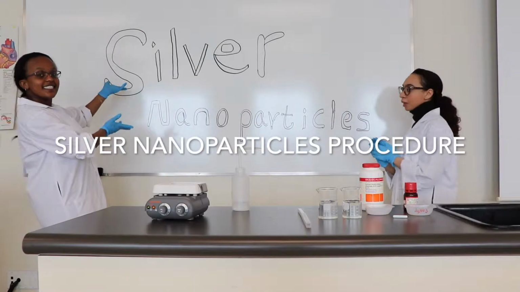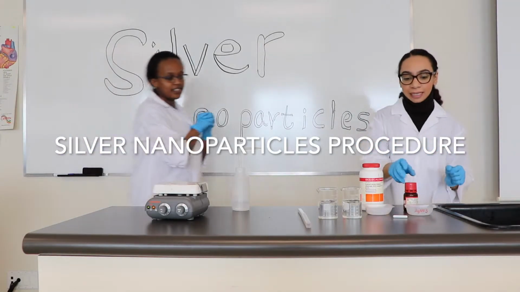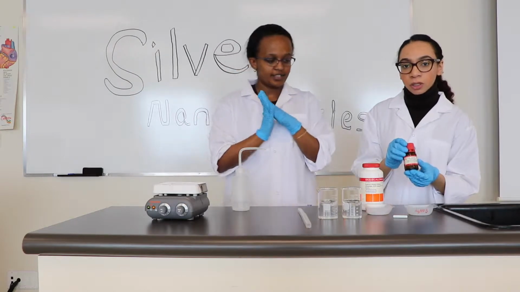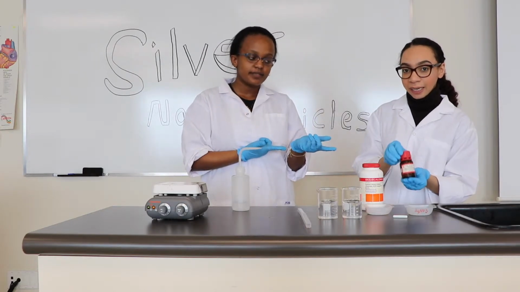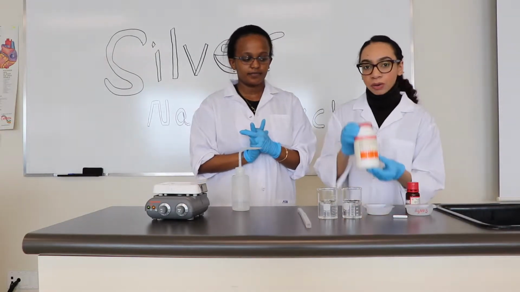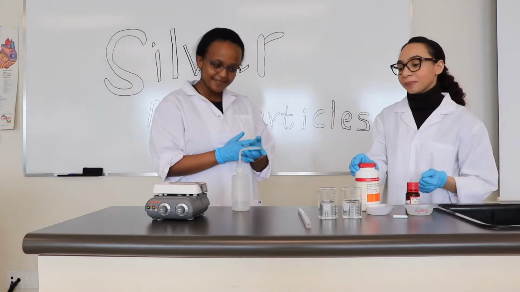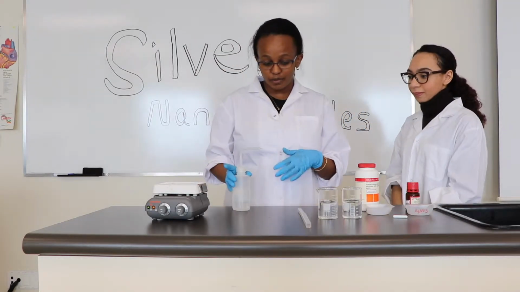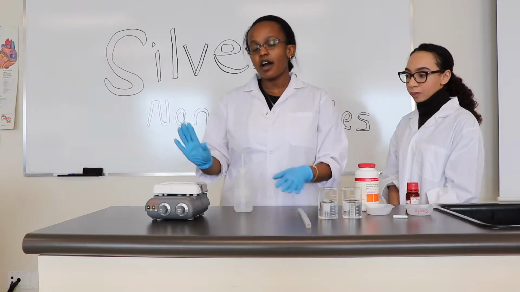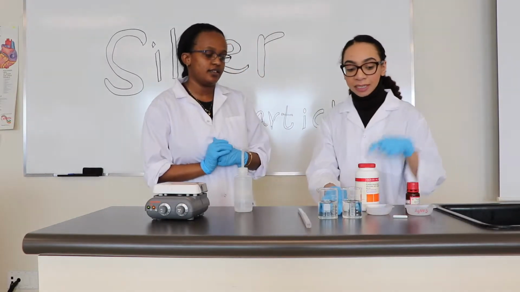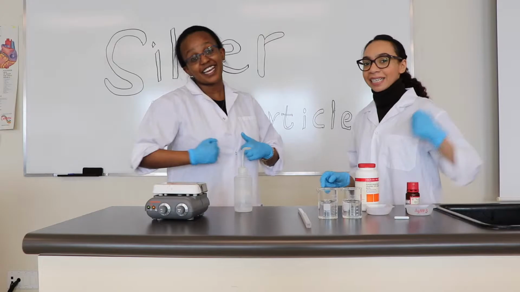For silver nanoparticles, we will need 0.001 moles of silver nitrate and 1 gram of trisodium citrate. We also need some distilled water, a thermometer, a hot plate, beakers, and a magnetic stirrer. Let's get right into it.